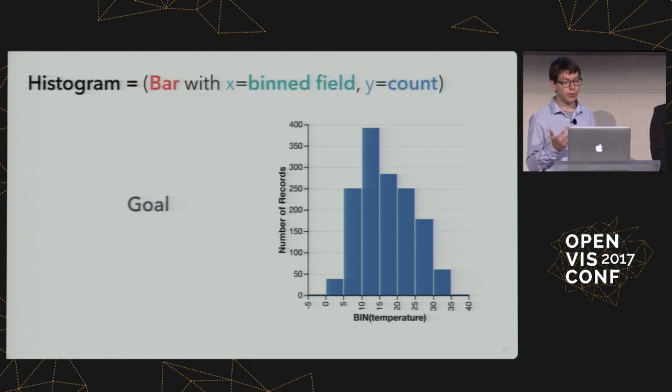A histogram is just a bar chart with a bar as the underlying mark. The x position of the bars is determined by a bin field, and the aggregated count maps to the vertical position or the length of the bar.